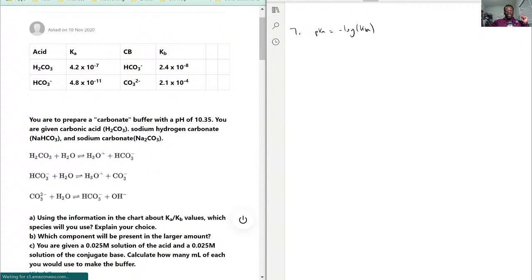6.376. In choosing a correct buffer, we want the pKa to be at least relatively close to the pH given. So with that being said, let's check out the other one, because this one is quite far. So we have 4.8 times 10 to the negative 11. And when we go through that, the pKa becomes 10.31. So with that being said, the HCO3 minus is the one that's going to take the lead.